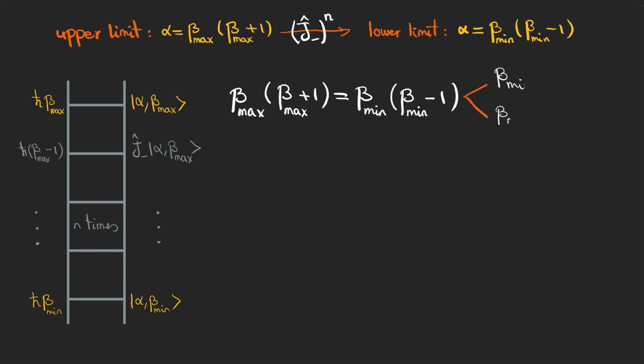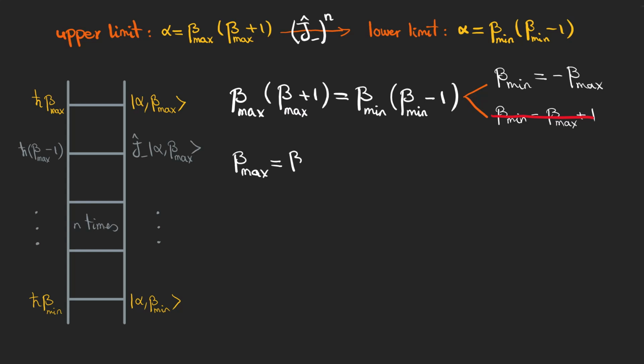This equation has two solutions. Either β_min should be −β_max, or β_min should be β_max + 1. But the second one is not viable because we cannot have a β that is more than β_max, and that is our upper limit.